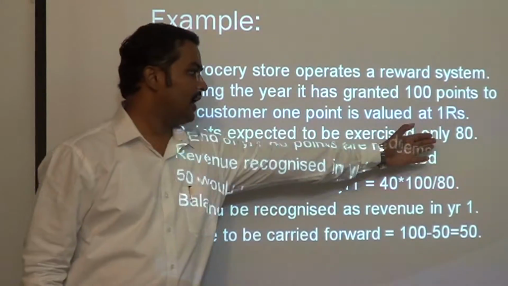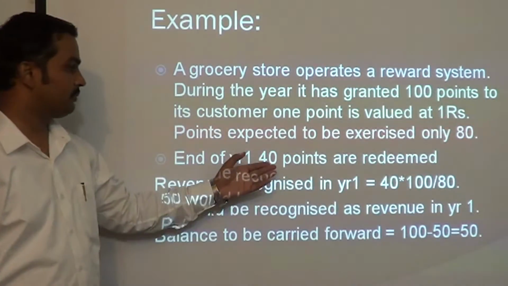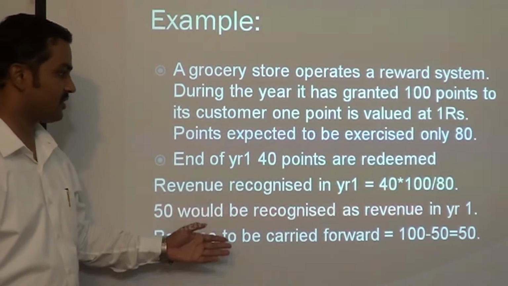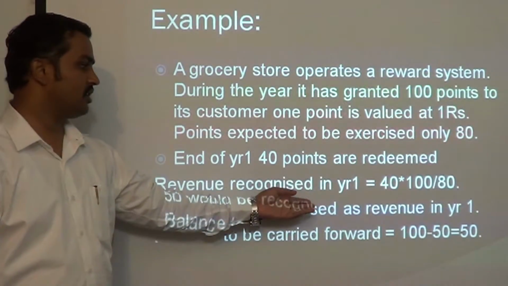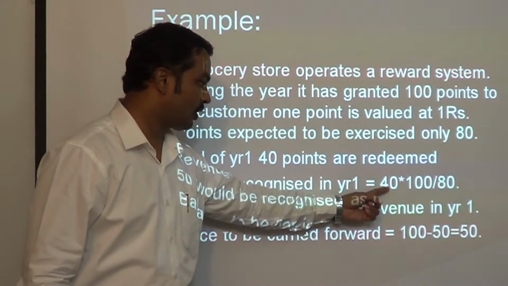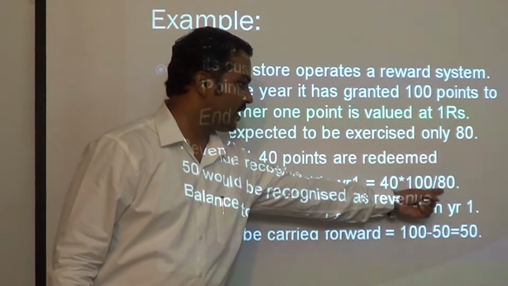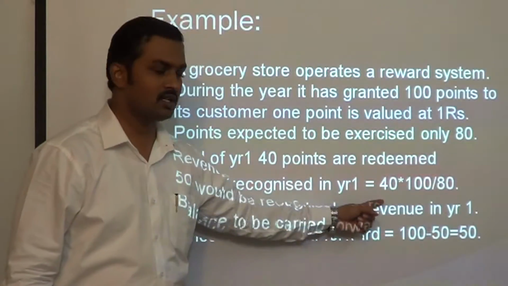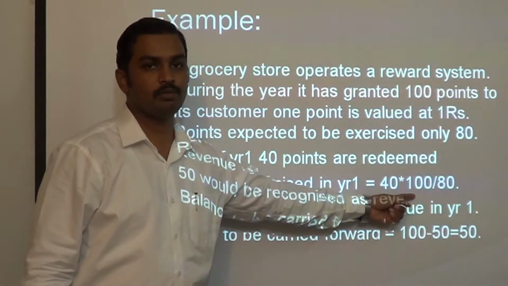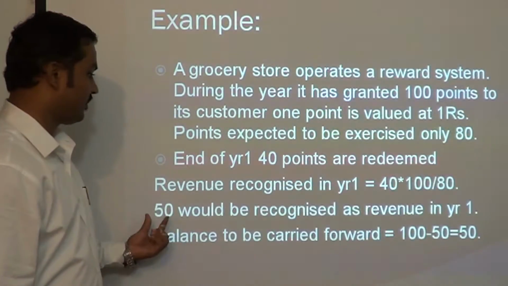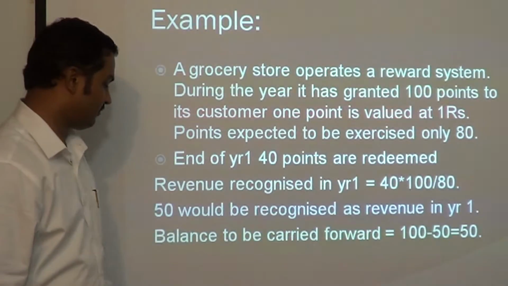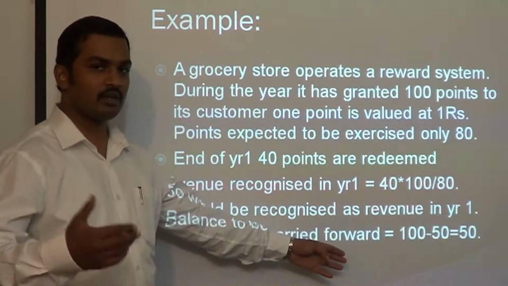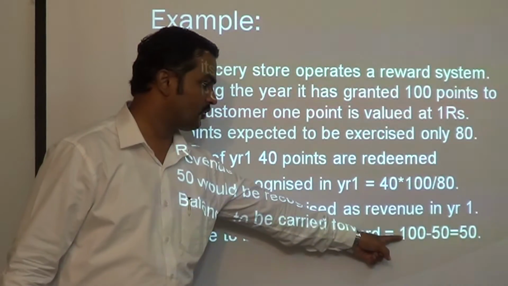We expected only 80 points to be redeemed, but out of them 40 points have already been redeemed at the end of the first year. So revenue to be recognized in year 1 would be, we will take first of all points redeemed in proportion to the expected number of points to be redeemed. 40 by 80 is 50%. 50% of 100 rupees is going to be recognized as revenue. So 50 rupees would be recognized as revenue in year 1. Balance to be carried forward. So deferred revenue to be carried forward would be, the total deferred revenue was 100.